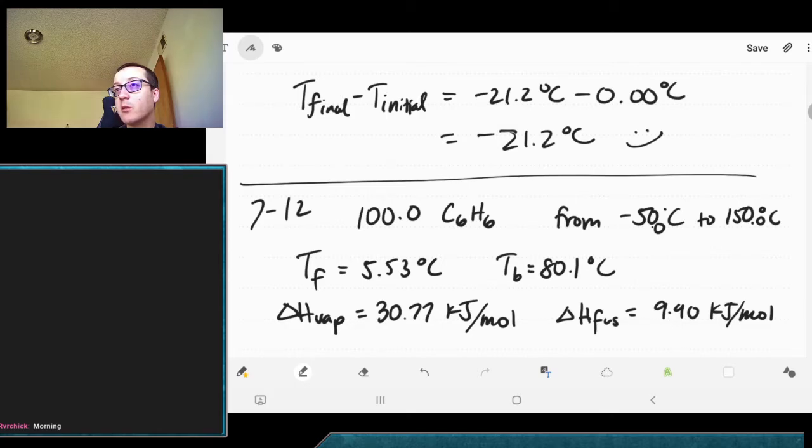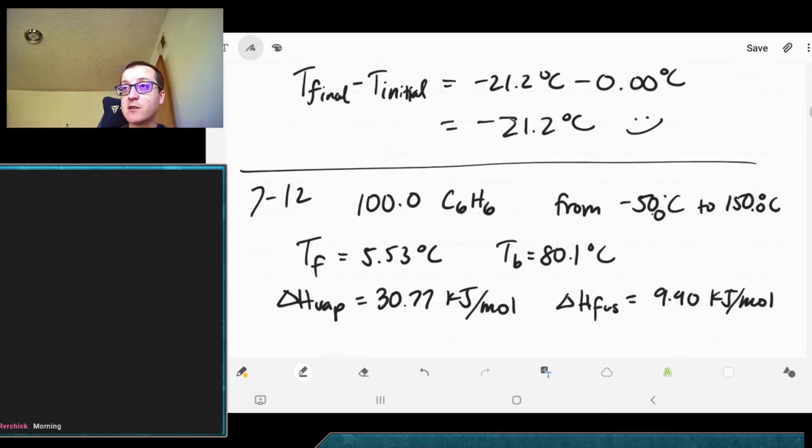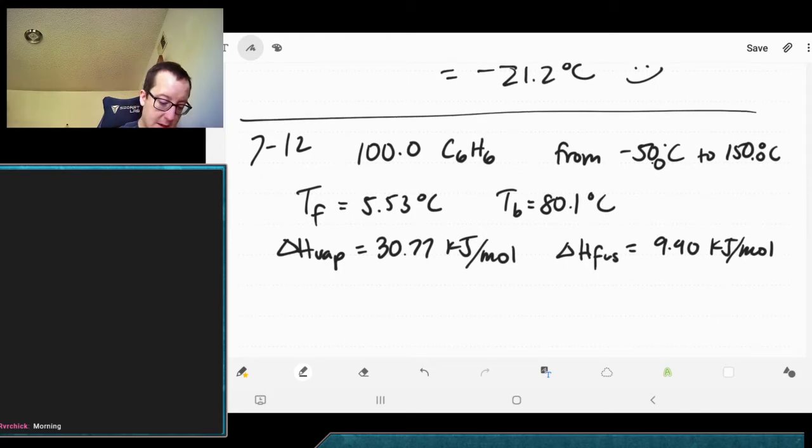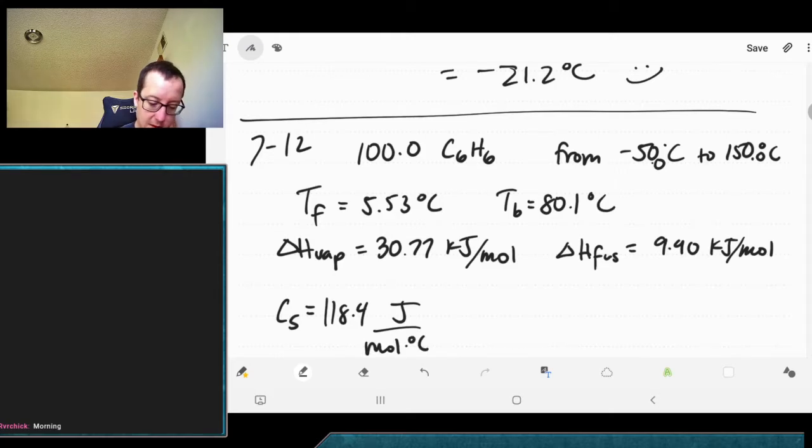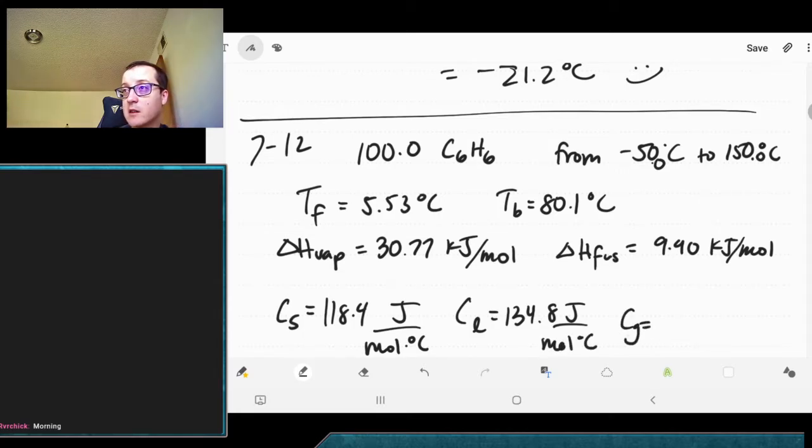And then we're given its specific heat capacities for solid, liquid, and gas. So solid is given as 118.4, and these are all in joules per mole degrees Celsius. Liquid, oh my gosh, so many numbers. Liquid is 134.8. And then the last one, the gas one, is 82.34.